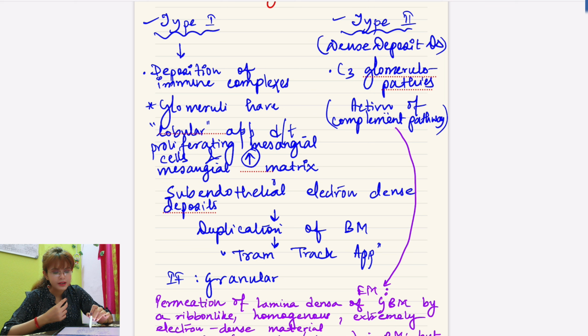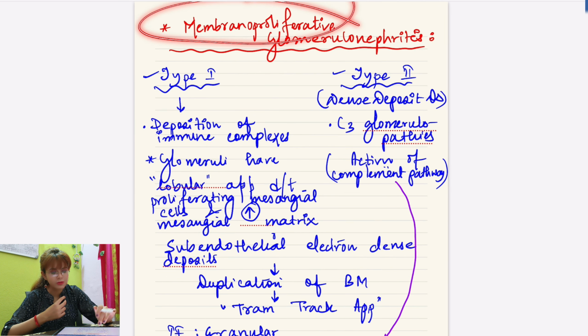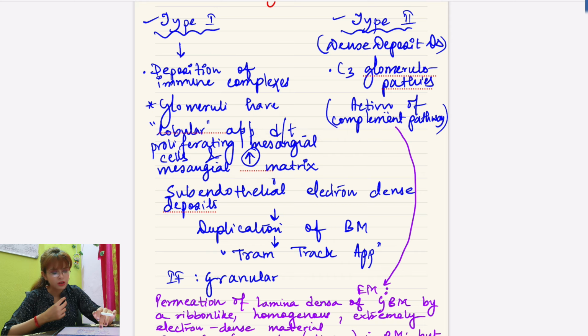In type 1, you're going to get deposition of immune complexes. The glomeruli have a lobular appearance due to proliferating mesangial cells and an increase in the mesangial matrix. So basically here, membranoproliferative means there's going to be an increase in the mesangial matrix.